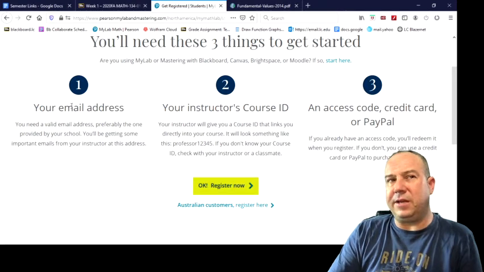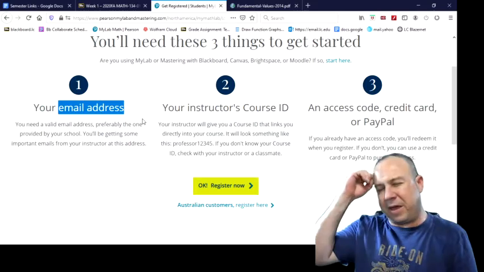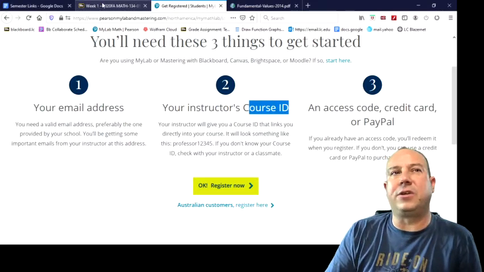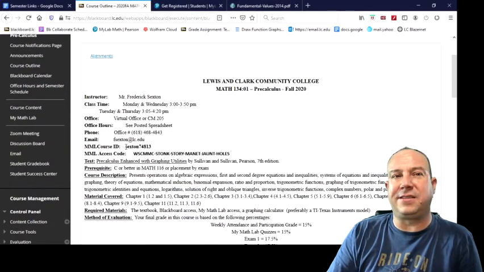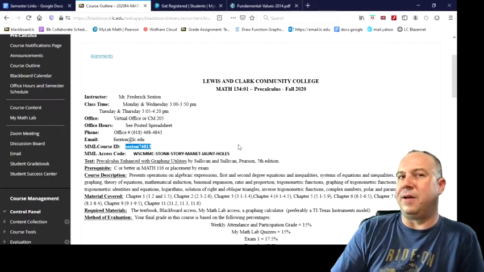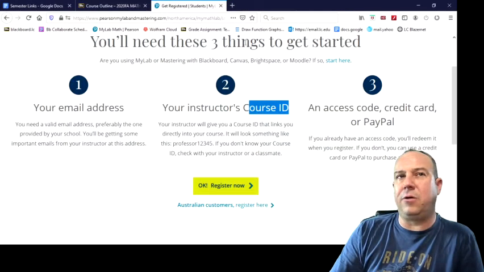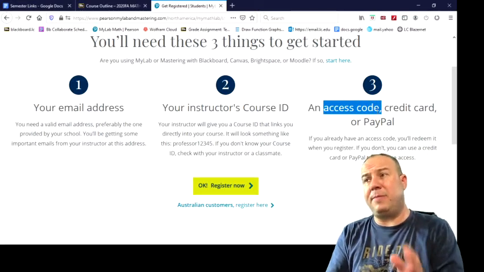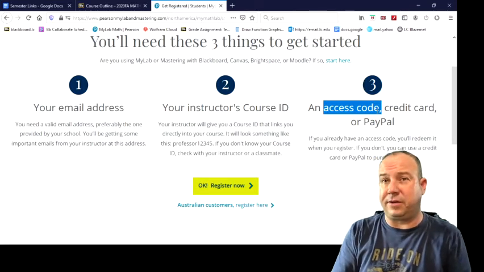You're going to need an email address, or you're going to need your old account. If you already have a MyMathLab account, you can use that. You're going to need that course ID, which is found back here on the course outline. That's this number, Sexton 74813. That's going to go in for the course ID, and then when it comes to the payment page, don't pay them anything. You have an access code that gets you in for nothing, right?